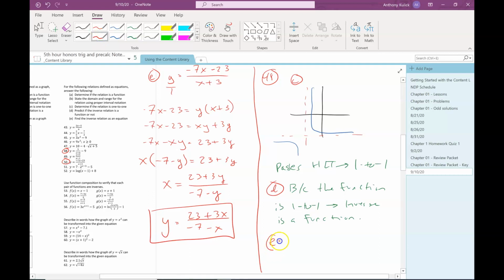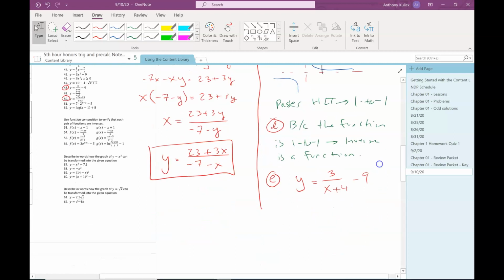And then part E is similar to what we did with Kristen, but this one's a little bit different because it's not a proportion. So it's certainly worth doing again. The idea here is we're just going to try to get the x by itself and then swap the x and y names. So I'm going to start by adding 9 to both sides. That gives me this. And then I'm going to cross multiply.